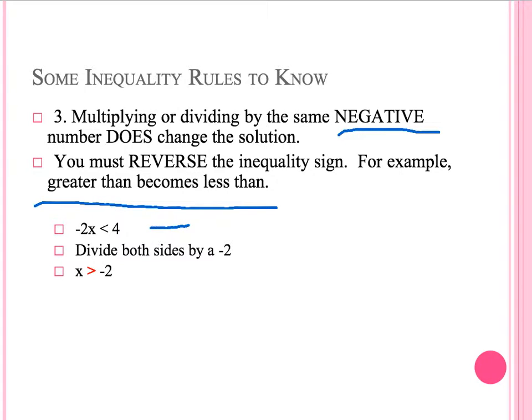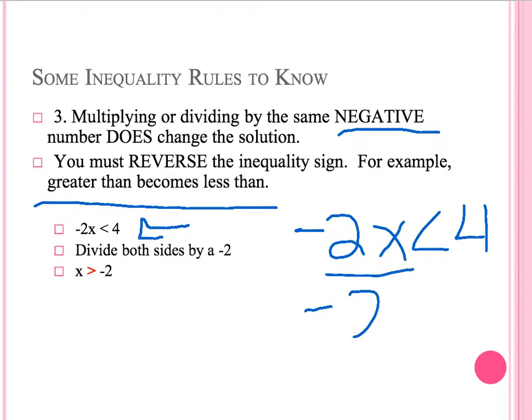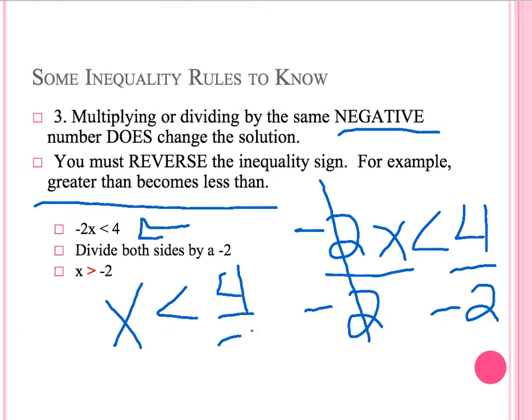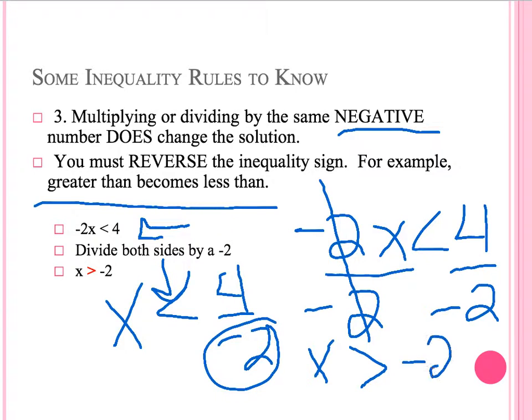In the example below, negative 2x is less than 4. If we happen to divide both sides by negative 2, our negative 2s would divide to 1, and we'd be left with x is less than 4 divided by negative 2. Now, since we divided by a negative number, we need to make sure our sign changes. So our sign would then become x is greater than negative 2.